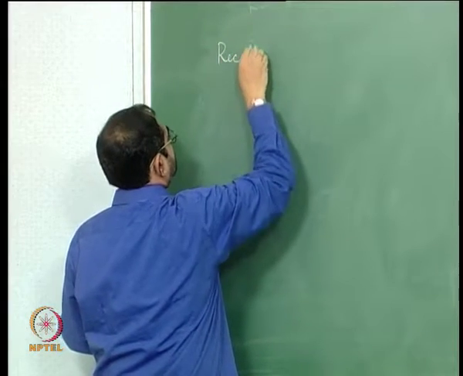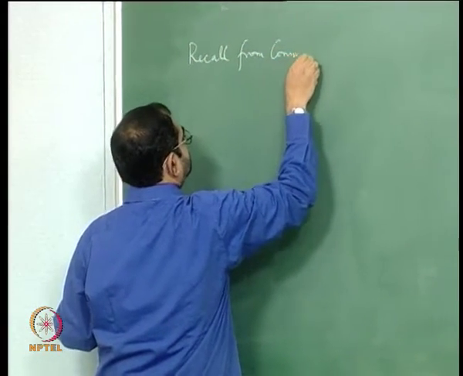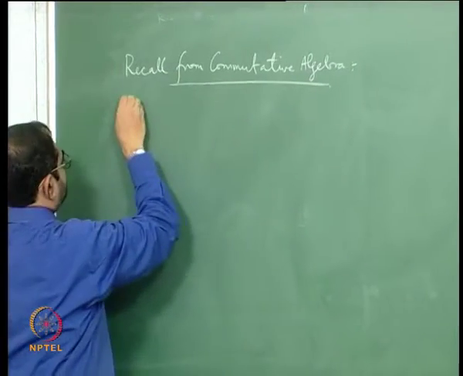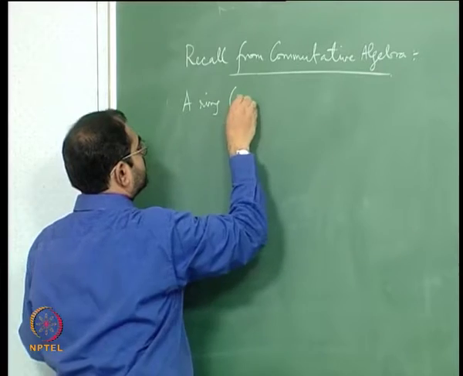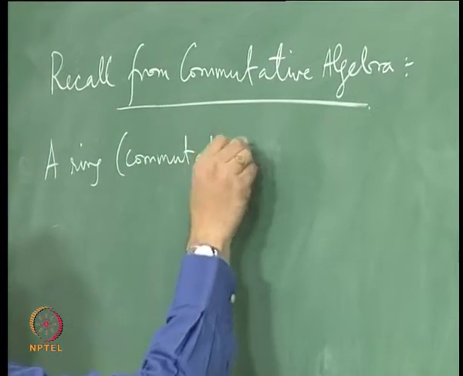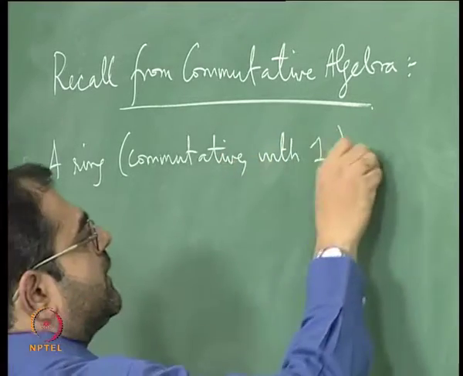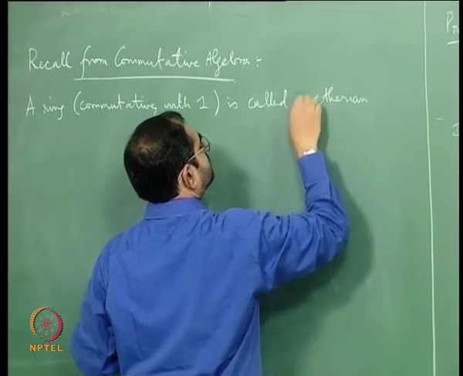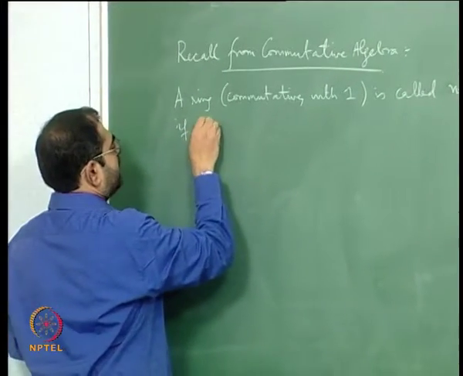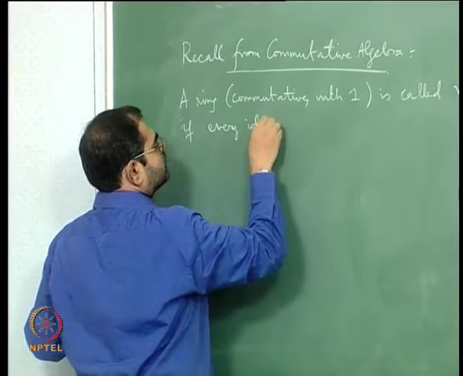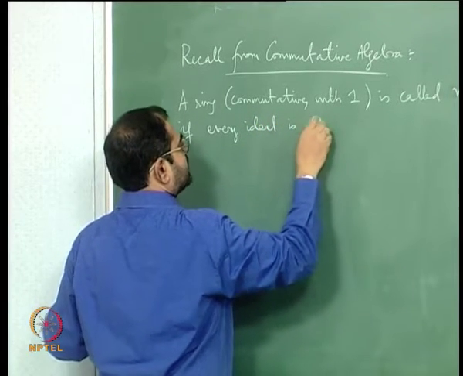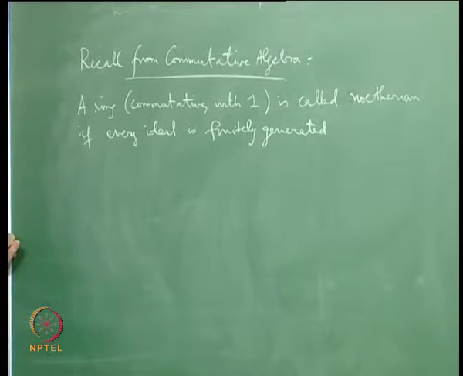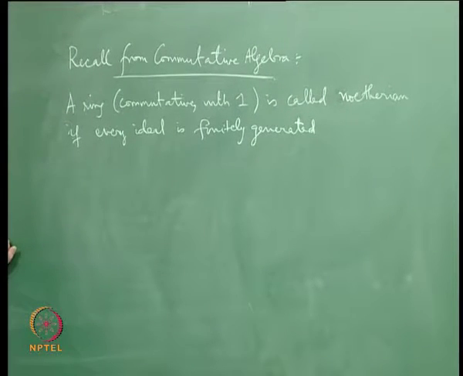Recall from commutative algebra, a ring, commutative with 1, is called Noetherian if every ideal is finitely generated, okay. A Noetherian ring is a ring in which every ideal is finitely generated.